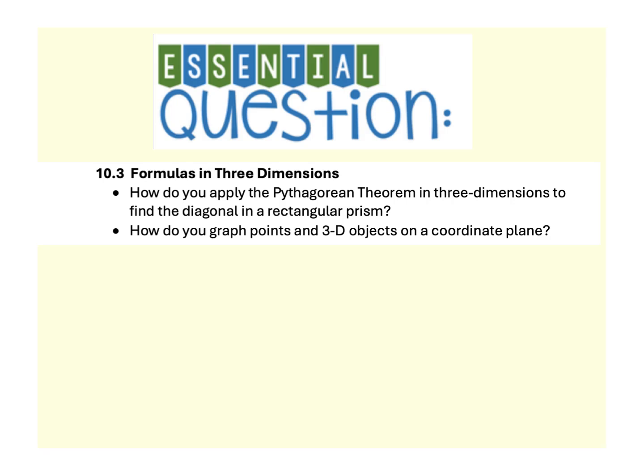In this video, we're going to look at lesson 10.3 on formulas in 3 dimensions. The 2 essential questions that we'll answer are how do you apply the Pythagorean theorem in 3 dimensions to find the diagonal in a rectangular prism, and how do you graph points and 3D objects on a coordinate plane.